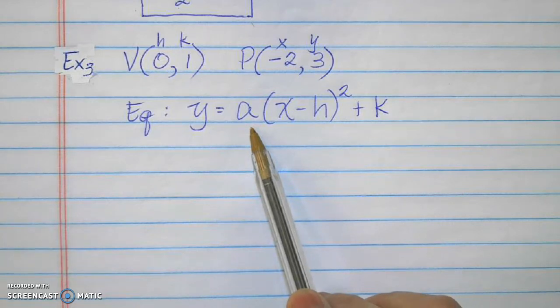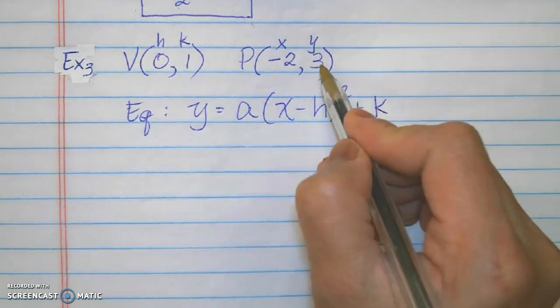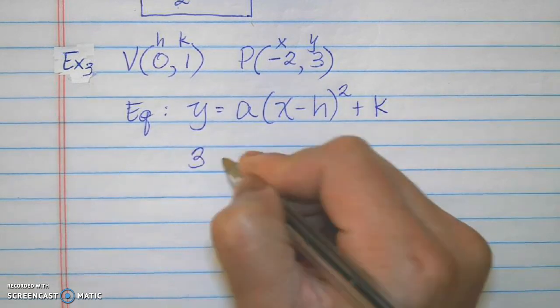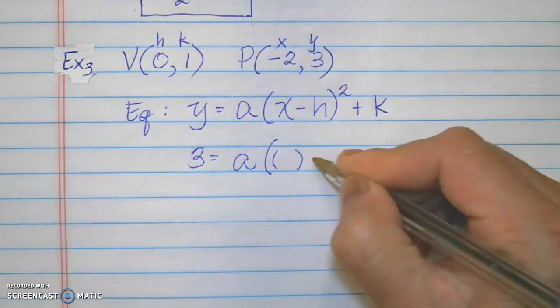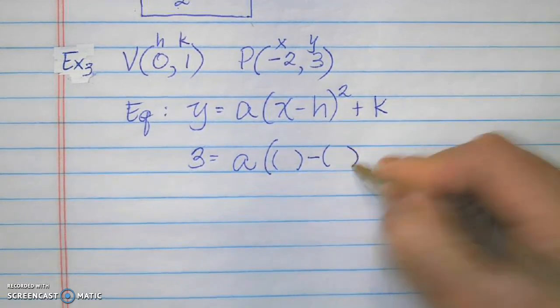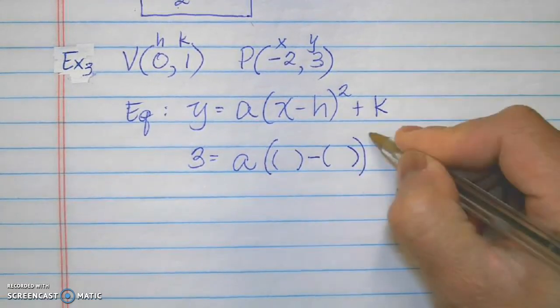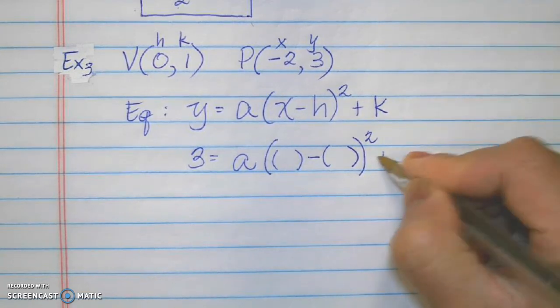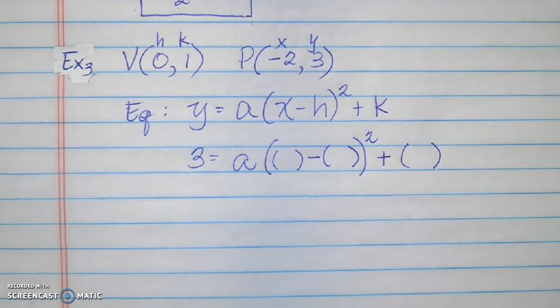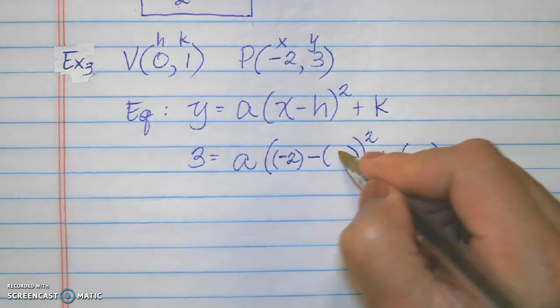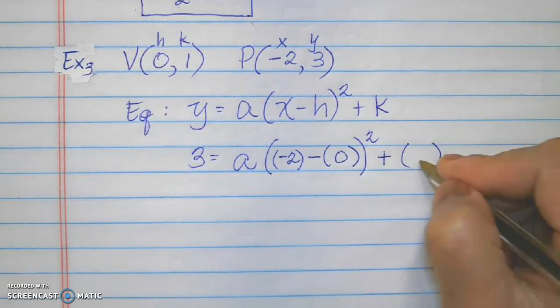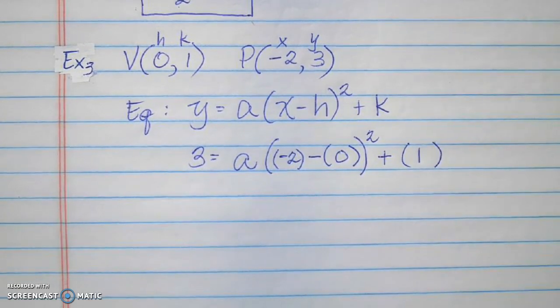So let's begin. It says here that y is 3, so I'm going to put it there, 3. A is what we're looking for. Parentheses for x, we will plug in later. Parentheses for h, we will plug in later. Close it. Copy the 2. Copy the plus. Parentheses for k. So, x is -2. H is 0. K is 1. So, let's do this.